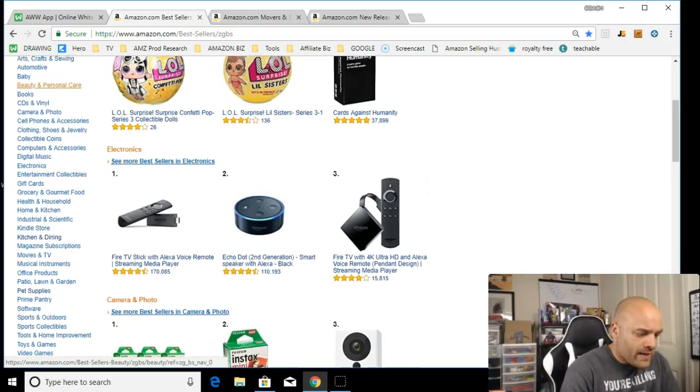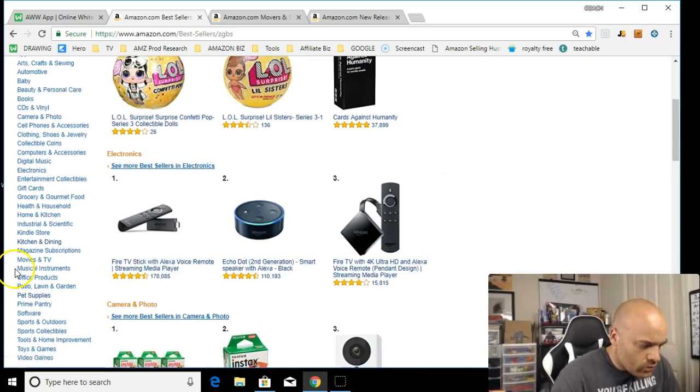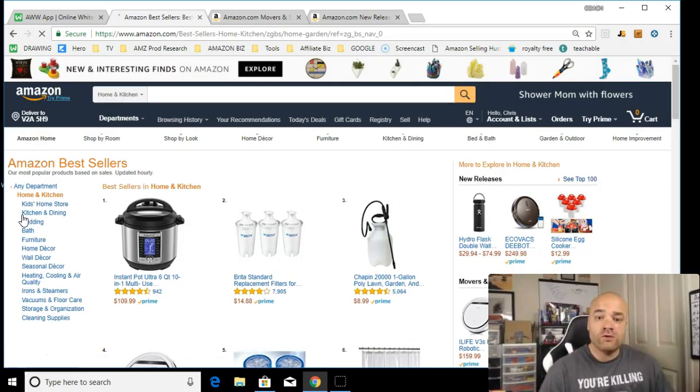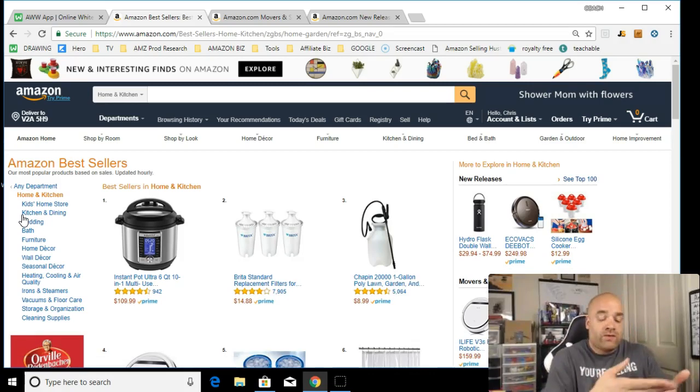For example, a category that is not gated would be, let's see, home and kitchen is definitely not gated. So we'll click on home and kitchen and we'll use that for this particular example. Now there might be a couple products within home and kitchen.